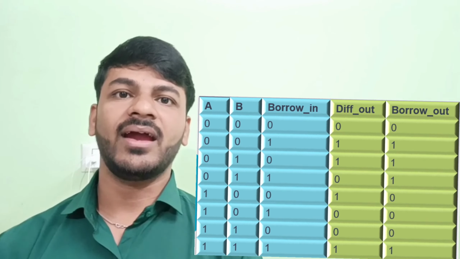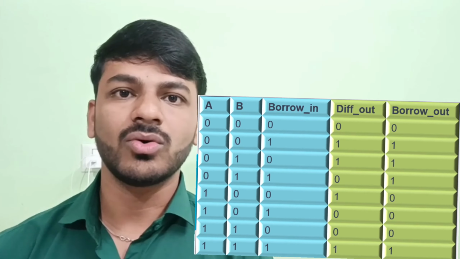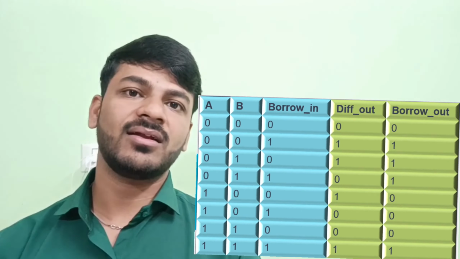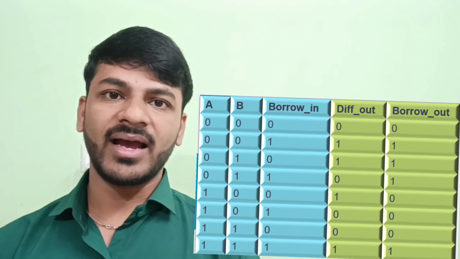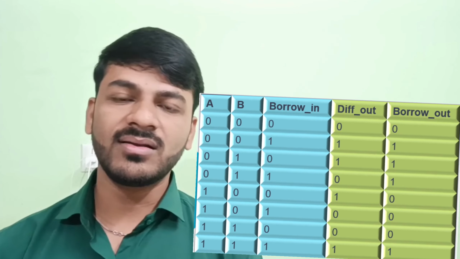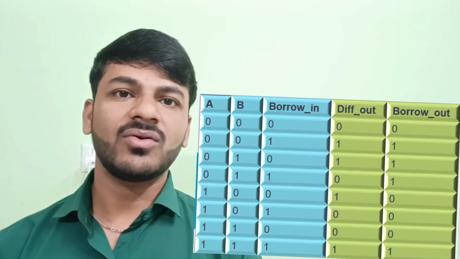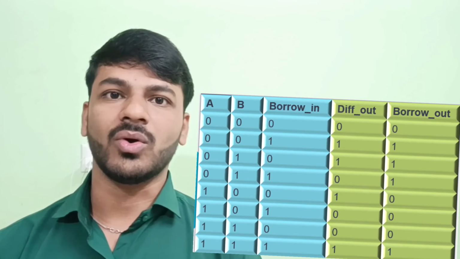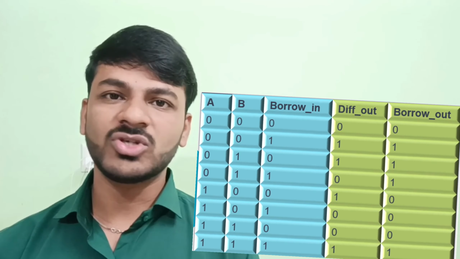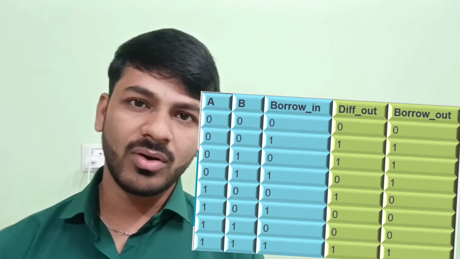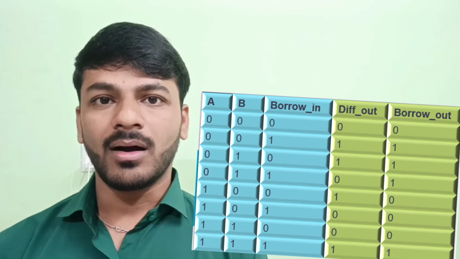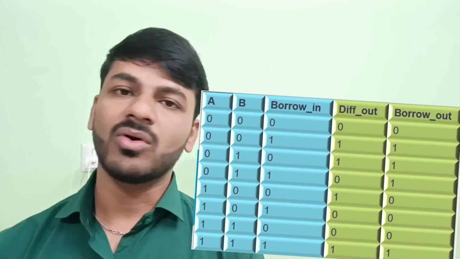Now if A is high and B and borrow in are 0, then 1 minus 0 is 1 only, so difference out is 1 and borrow out is 0. If A is high, B is 0 and borrow in is high, then 1 minus 1, obviously difference out is 0 as well as borrow out is 0. If A is high, B is high and borrow in is 0, then 1 minus 1 is 0 only, so difference out is 0 and borrow out is also 0. Now if all three inputs are high, then obviously difference out as well as borrow out are both high.